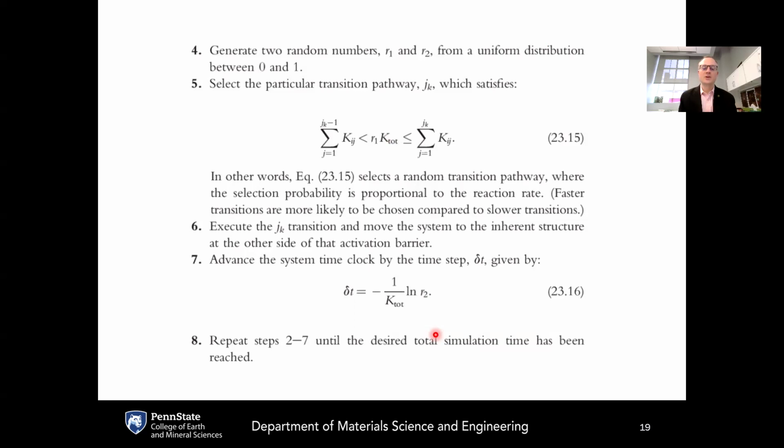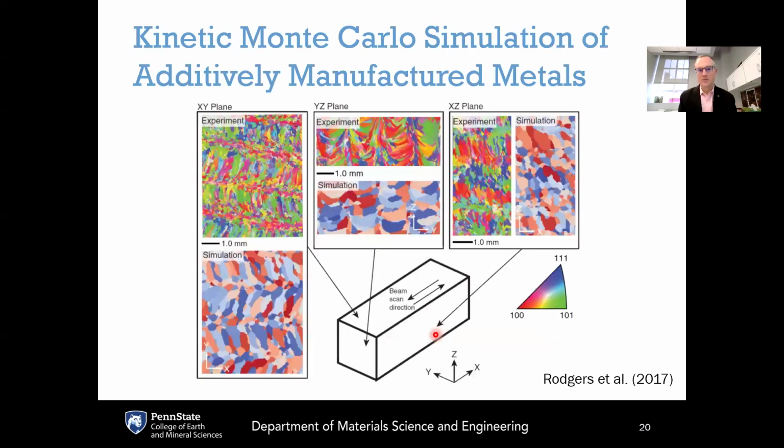Statistically, in the limit of a large number of steps, you would end up getting the same result. Here is an example of doing some kinetic Monte Carlo simulations. This is for an additively manufactured metal, in a paper from Rogers et al. in 2017. What they have here are grain structures that have been calculated through a kinetic Monte Carlo simulation and compared to the grain structures from experiments. You can see similar types of structures here.